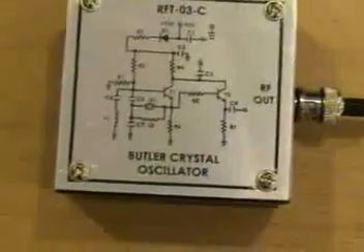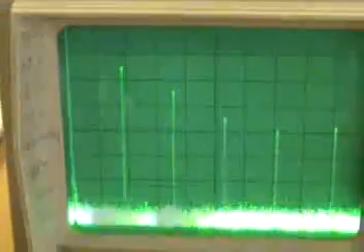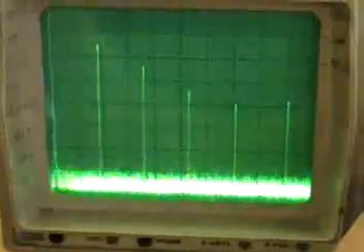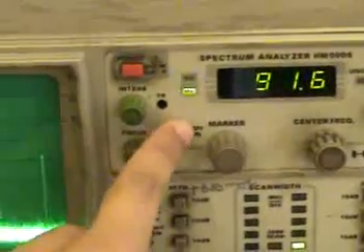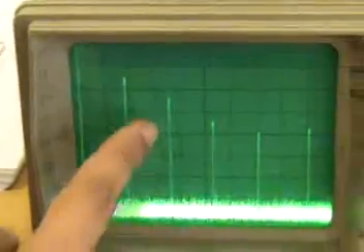As you can see, the fundamental frequency of this particular Butler oscillator right now is roughly about 88 MHz. The power generated is roughly about 0 dBm. The second harmonic is at a level of about -12 dBm, and the third harmonic is at a level of -22 dBm.